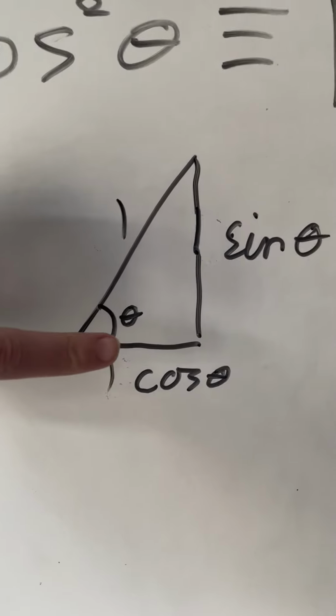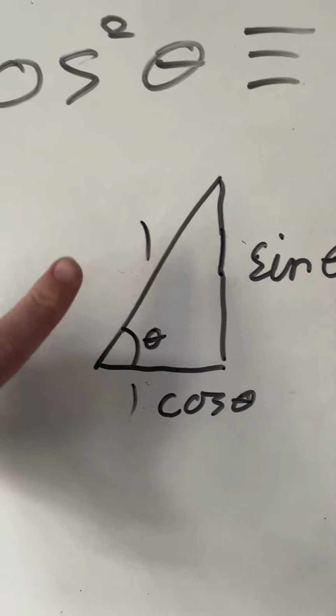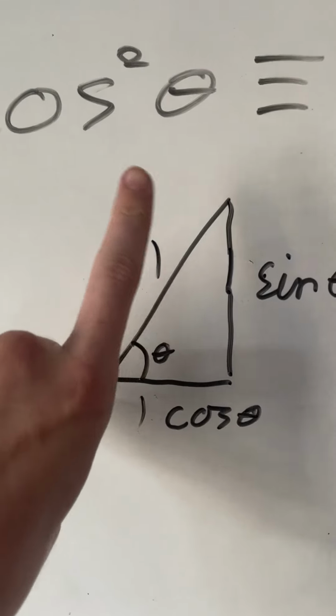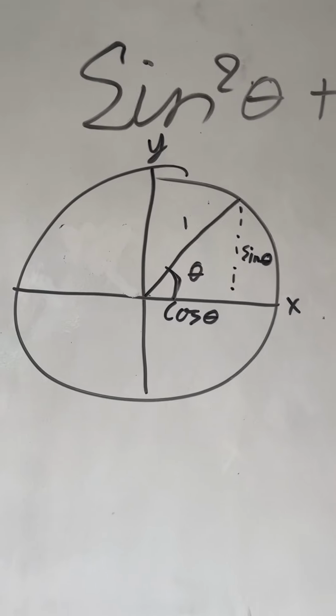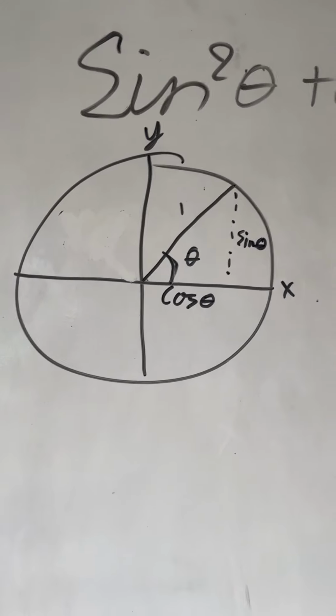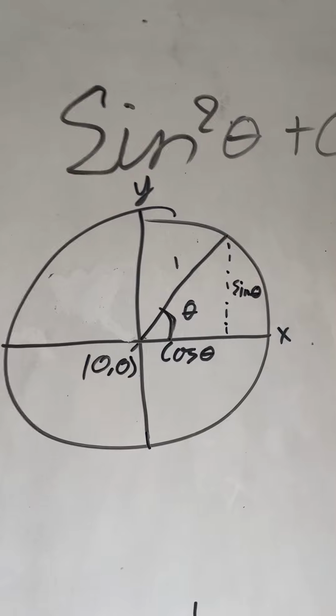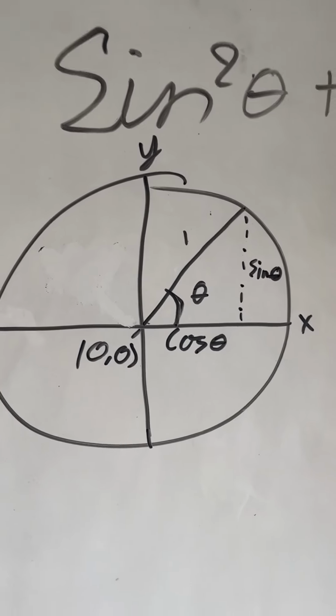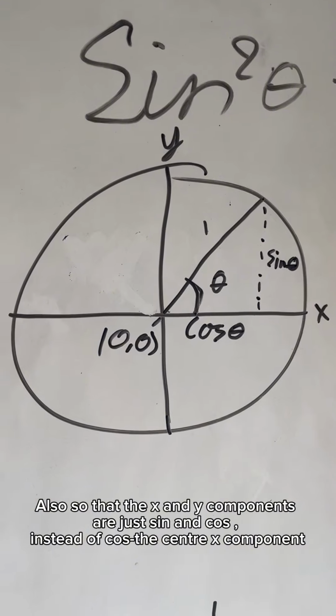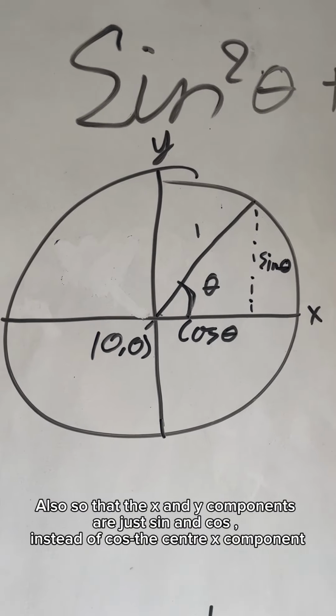If we wanted theta to go from 0 to 360, bringing this hypotenuse round with it, it would draw out a unit circle like this, which is actually how sine and cosine are defined. Now the next logical step would be to find an equation of this circle. For simplicity, we've placed the circle with the centre being 0, 0.